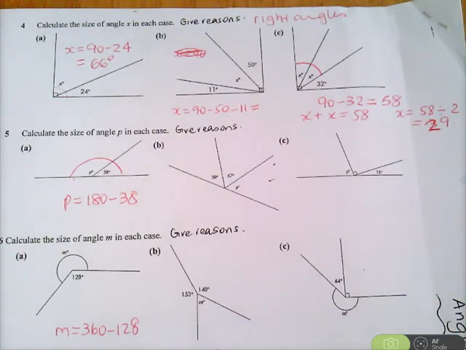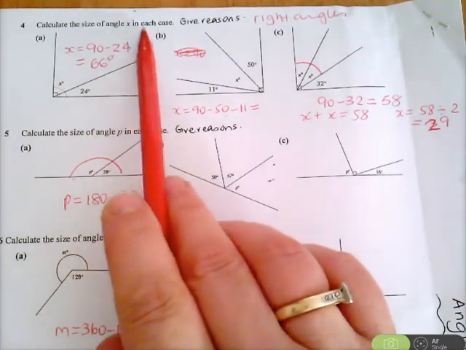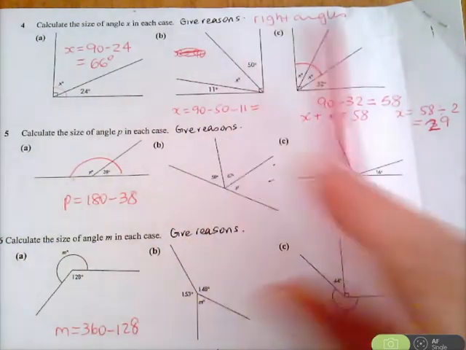Hi, this is a continuation from our lesson on Friday where we were doing geometry review. Now, if you turn to the back of your geometry booklet with the practice exam on it, it says Common Test 3 revision. You go to the back page. We were looking at these questions: calculate the size of angle X in each of these cases and give reasons.